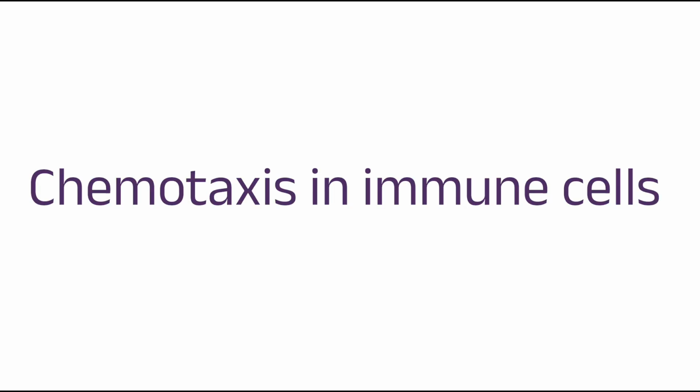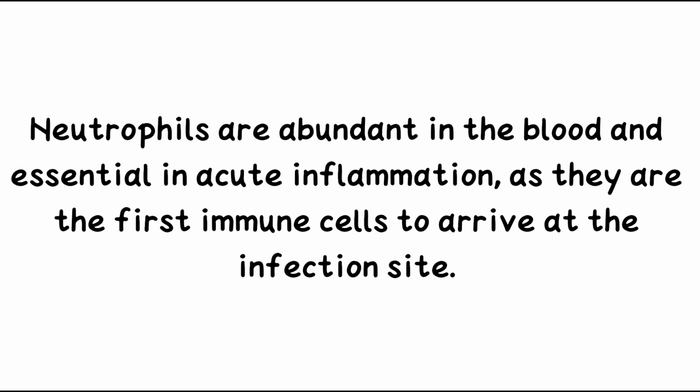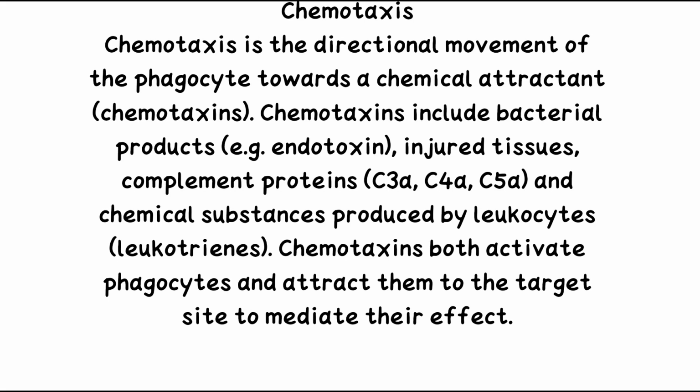Now let's learn about chemotaxis in immune cells. Cells involved: mainly neutrophils, monocytes, macrophages, dendritic cells and T cells. What happens here? When there is an infection or injury or damage to a tissue, a pathogen releases chemical signals called chemokines, cytokines or damage signals, and these chemical signals form a gradient of higher concentration near the infection to lower away from it.